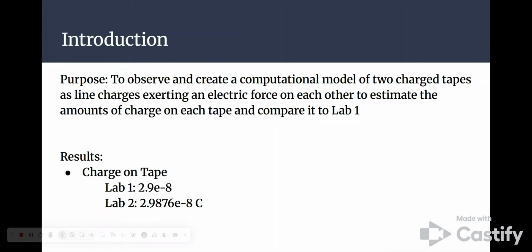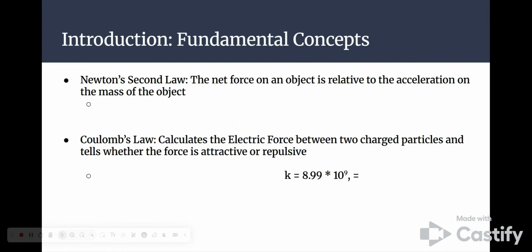For a brief introduction, the purpose of this lab is to observe and create a computational model of two charged tapes as line charges exerting an electric force on each other, to estimate the amounts of charge on each tape and compare it to Lab 1. The results are that from Lab 1 we found that the charge was 2.9 times 10 to the negative 8 coulombs, and in this lab we found a more precise answer, 2.9876 times 10 to the negative 8 coulombs.